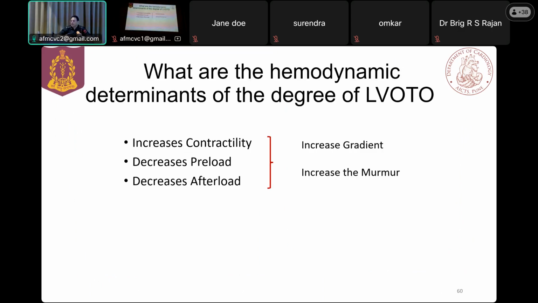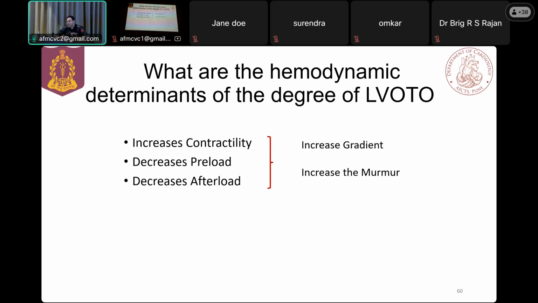So what are the determinants? What factors impact the left ventricular outflow obstruction? One is increased contractility. Anything which increases cardiac contractility, like exercise, or drugs like dobutamine or digoxin. If the patient is taking those, they increase contractility. With that, the force of contraction increases, and this dynamic obstruction increases, which leads to left ventricular outflow tract obstruction.